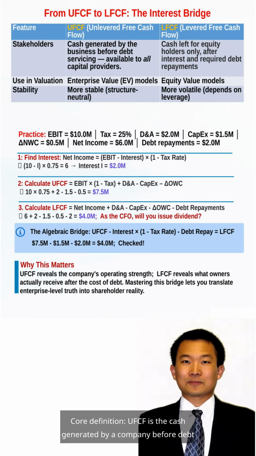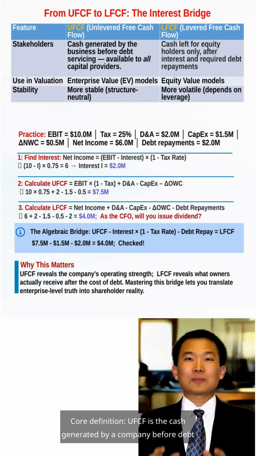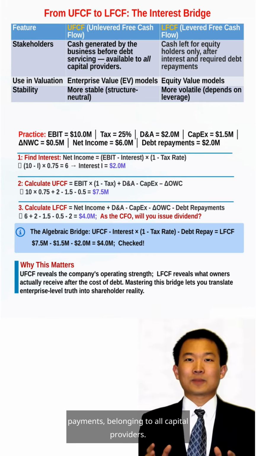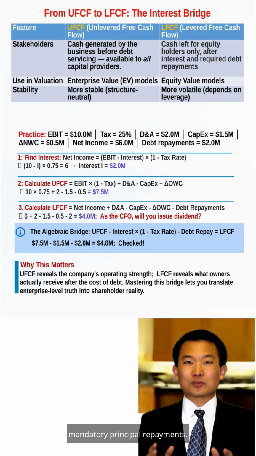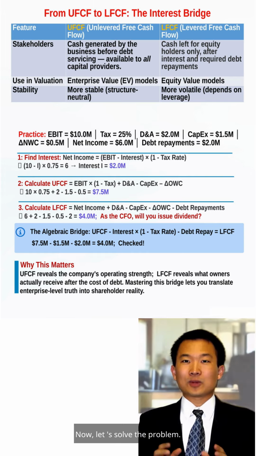Core definition. UFCF is the cash generated by a company before debt payments, belonging to all capital providers. LFCF is the cash left for shareholders after paying interest and mandatory principal repayments. Now, let's solve the problem.